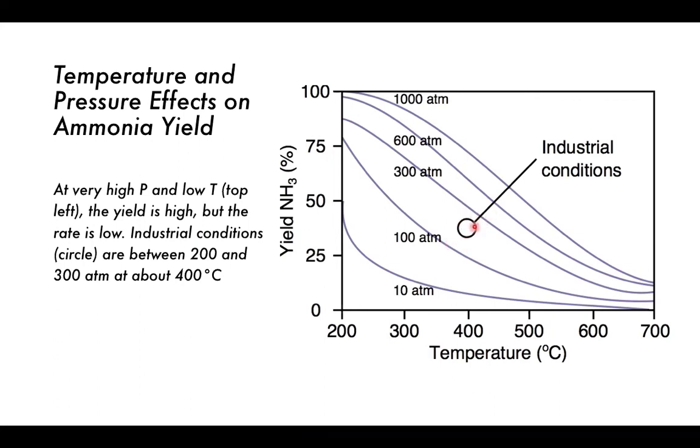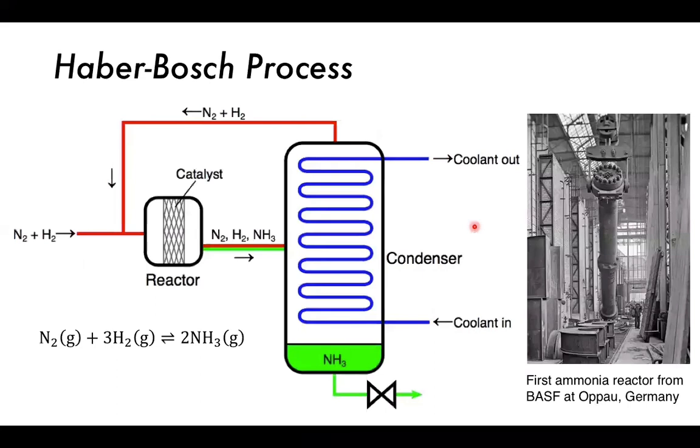And that produces a very nice amount of ammonia. So here's the schematic of what it looks like. Here's the very first ammonia reactor at BASF in Oppau, Germany. It's just this big long tube here. So you pass the gas from one end through to the other end, and out comes your ammonia, plus the other things actually.